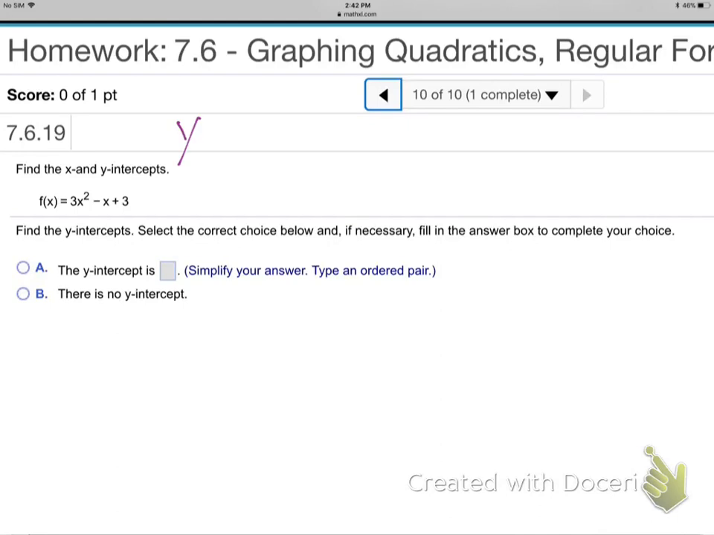Okay, so y equals 3x squared minus x plus 3. I think you're going to have to do quad on this one. I don't think it factors. Why does it start with y-intercept on this one? So what's the y-intercept? 3, right? So the y-intercept is 0, 3. That was easy. Now find the x-intercept. You got to use the quad here.